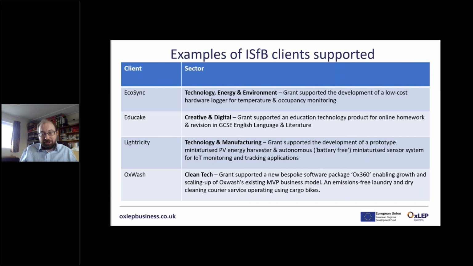Lightricity, which was a prototype miniaturized PV harvester and autonomous miniaturized sensor system for Internet of Things. And Oxwash, which was a software package supporting the scale up of their existing business model. So that was an emissions-free laundry.